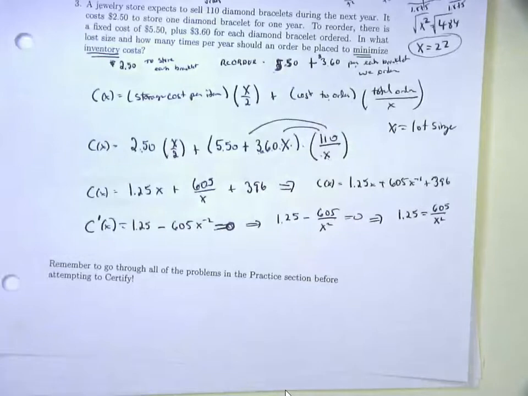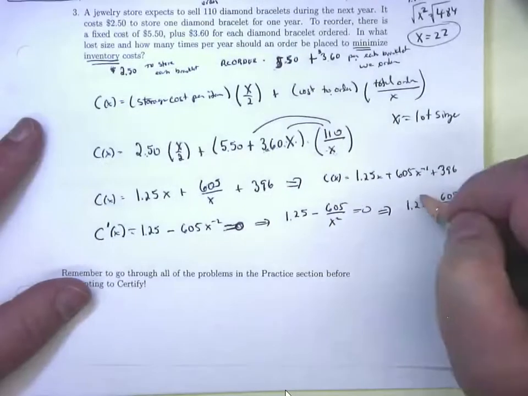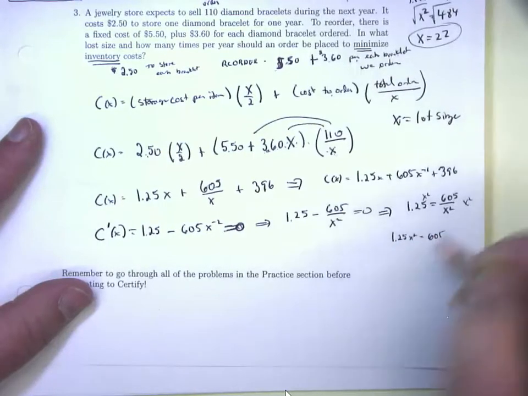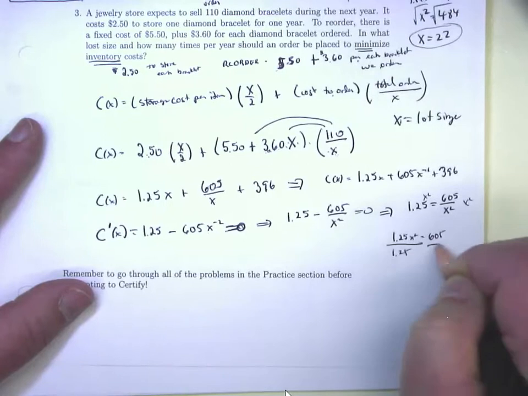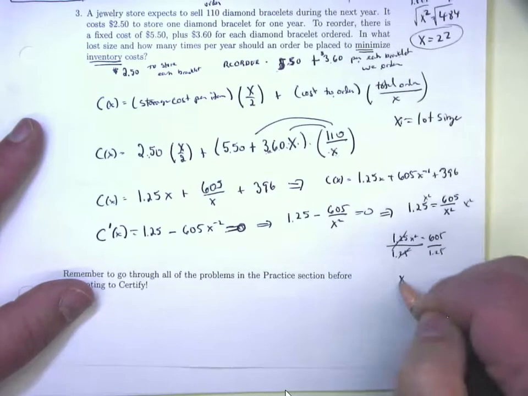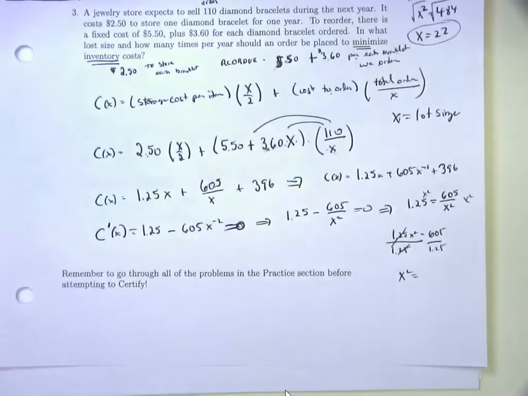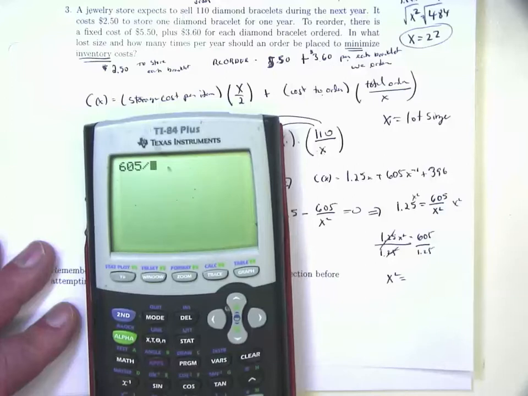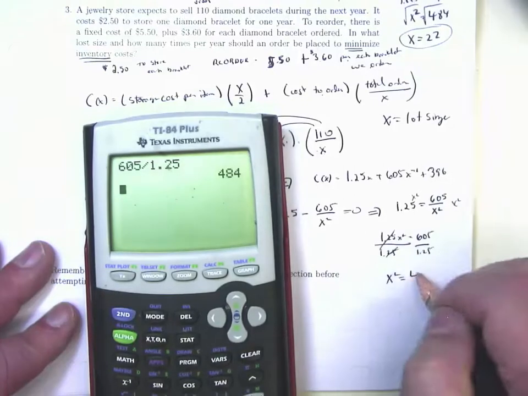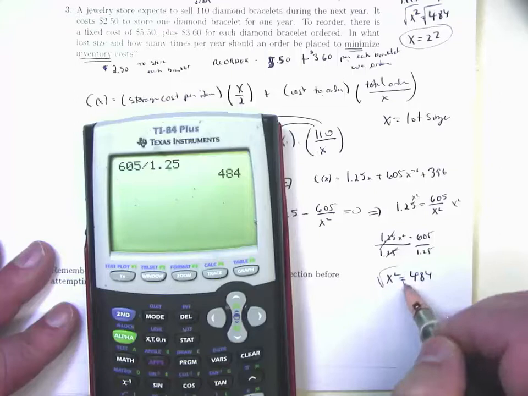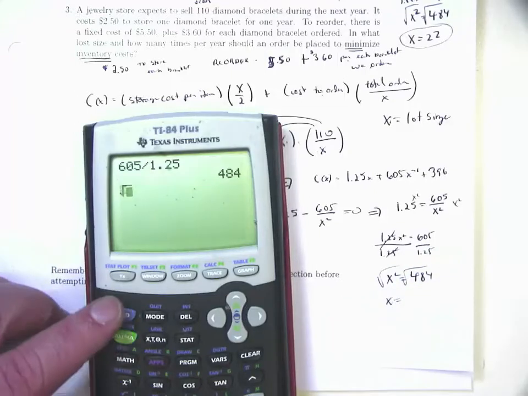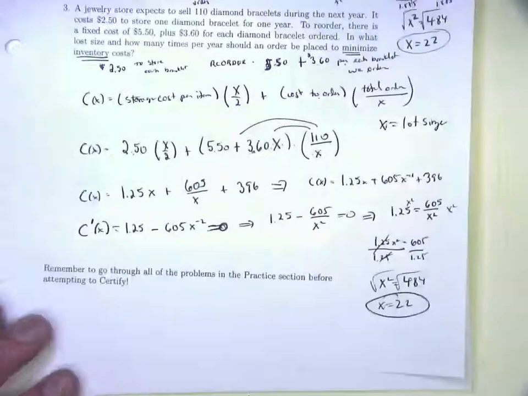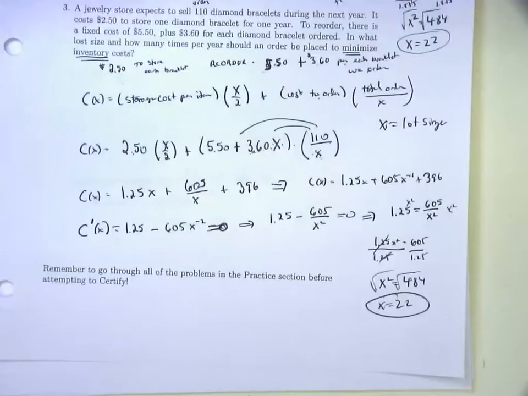Now I'm going to multiply by x squared on both sides. That gives me 1.25 x squared equals 605. I'm going to divide by 1.25 on both sides, and I get x squared equal to, and I'm going to grab my handy dandy calculator, 605 divided by 1.25 is 484. Then I take the square root of both sides, and the square root of 484 is 22. So I have a lot size of 22.